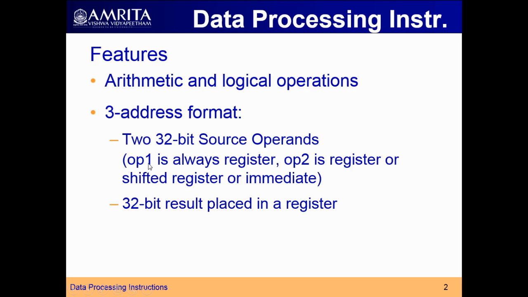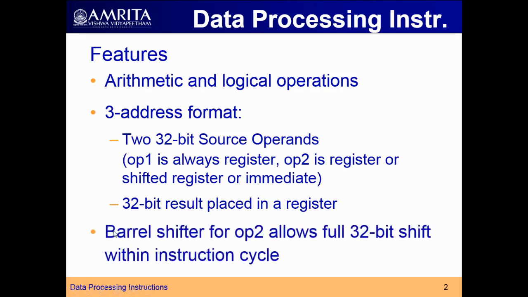So the first operand will always be a register. The second operand can be a register or a shifted register or an immediate value, right? And the next operand will be the destination register.